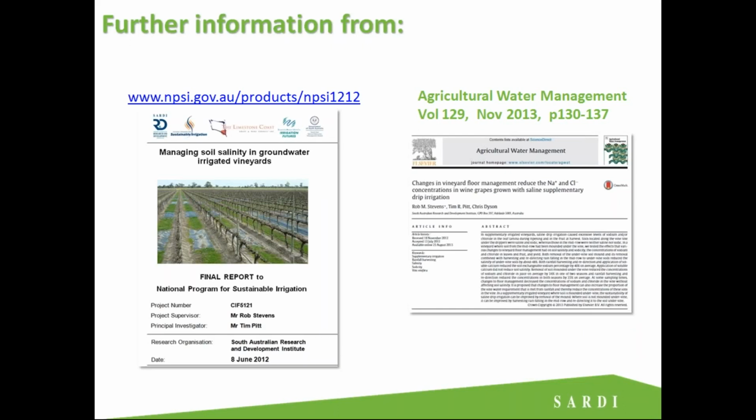So further information, if you are interested in what has happened over the last few years, is available in a final report to NIPSI that's available at this website, and also in a paper that was published in Ag Water Management in 2013. And so both of these publications detail the work that was done down in Padthaway specifically.